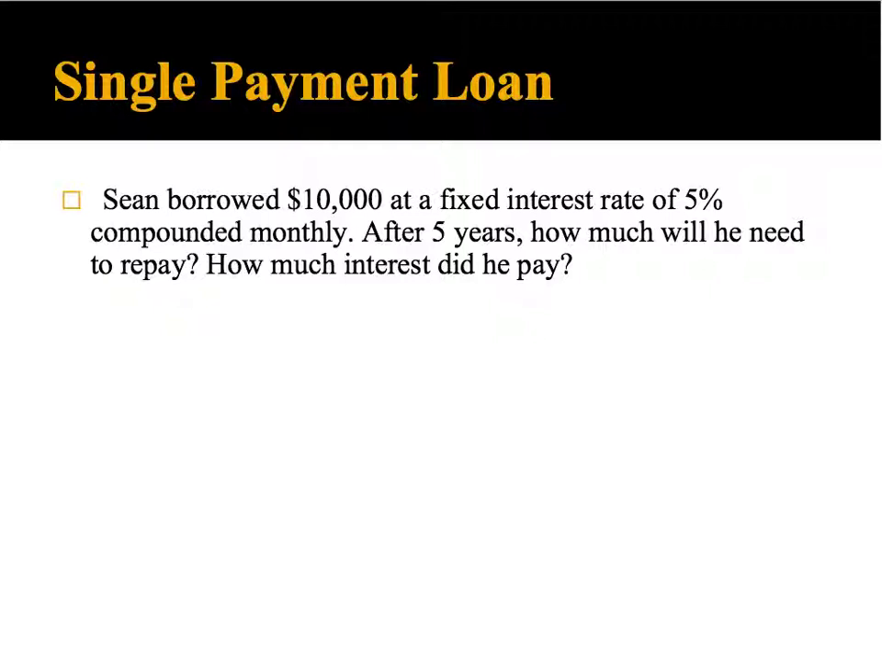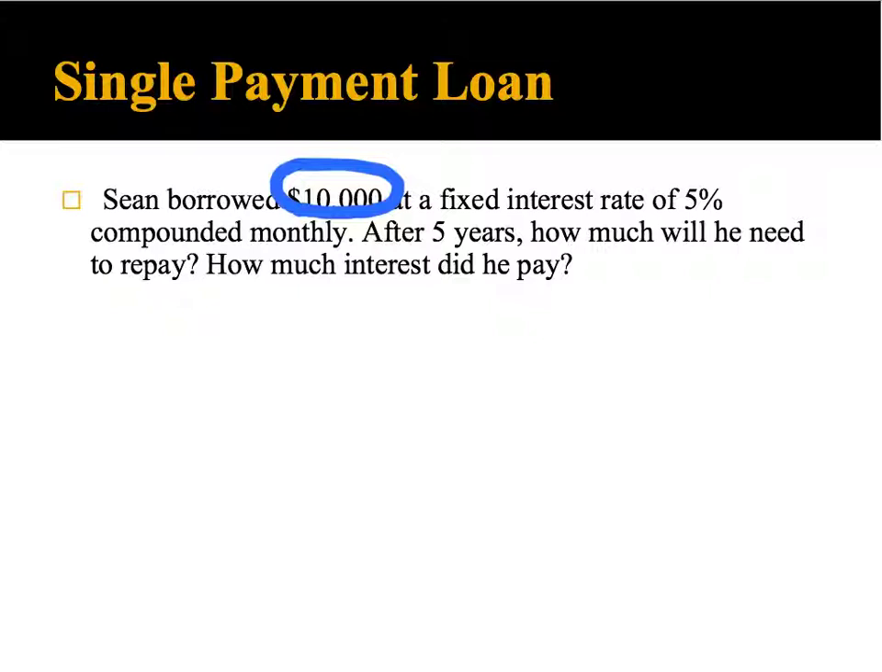Okay, guys, first off, we're going to look at a single payment loan. This is kind of an awkward situation, but we'll just try it out. Sean borrows $10,000 at a fixed rate of 5% compounded monthly. He waits 5 years. He does nothing to pay this off. And we now ask, how much will he need to repay at the end of the loan? And we'll also ask a second question after that.